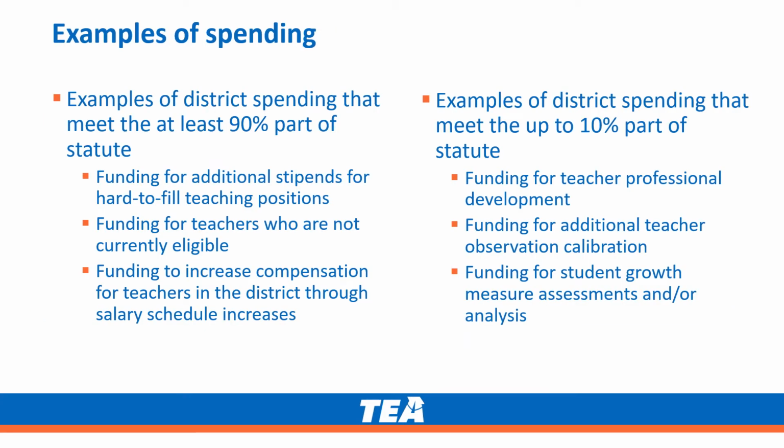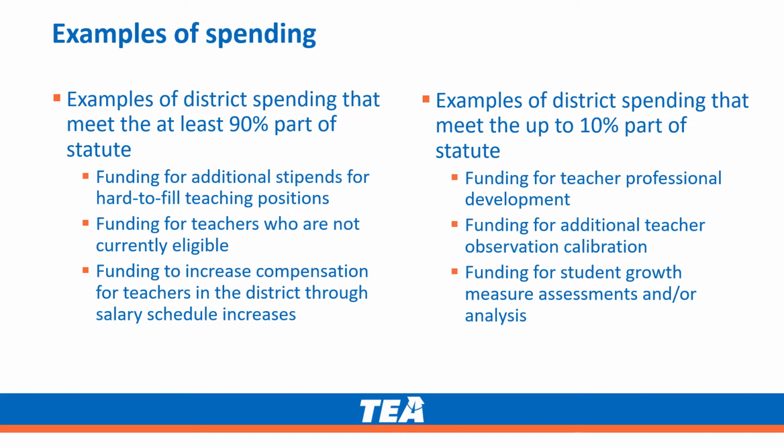This slide includes some examples that districts can do to meet the statute found in 48.112. On the left-hand side, it includes some examples about how districts are spending the at least 90% part of statute. This includes funding for additional stipends for hard-to-fill teaching positions, funding for teachers who are not currently eligible, or funding to increase compensation for teachers in the district through salary schedule increases.